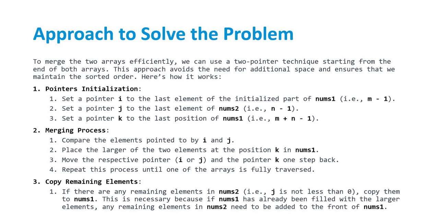If there are any remaining elements in nums2, copy them into nums1. This is necessary because if nums1 has already been filled with all its elements, any remaining elements in nums2 need to be copied over. No need to copy remaining elements from nums1. If there are any remaining elements in nums1, they are already in the correct position. So now let's move to our IntelliJ and start solving this problem.